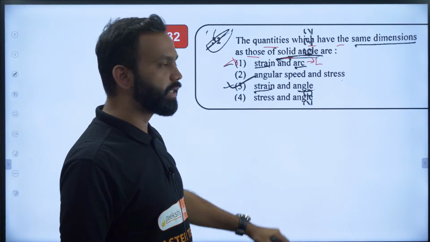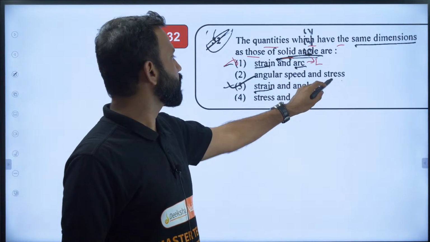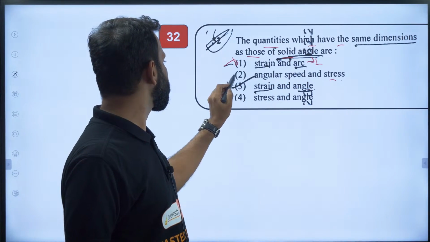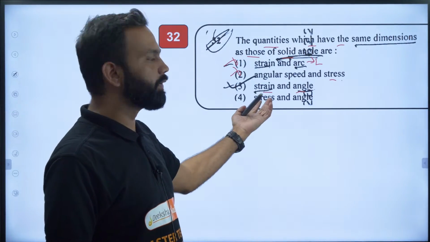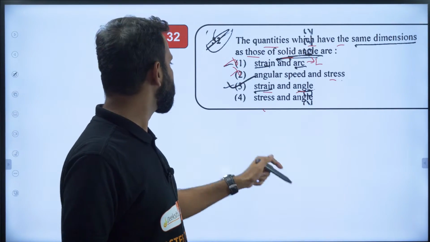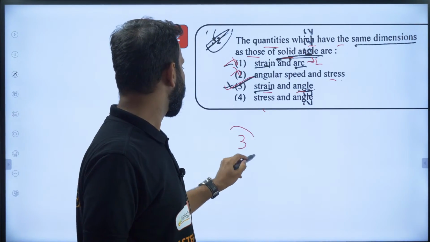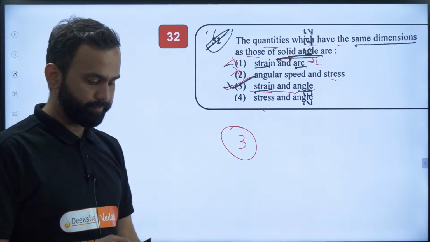The second one, angular speed and stress. Again, angular speed and stress both have dimensions, right? So option 2 is wrong. Option 3, strain and angle. Correct. Strain doesn't have any dimension. Angle doesn't have any dimension. So the correct option is 3.